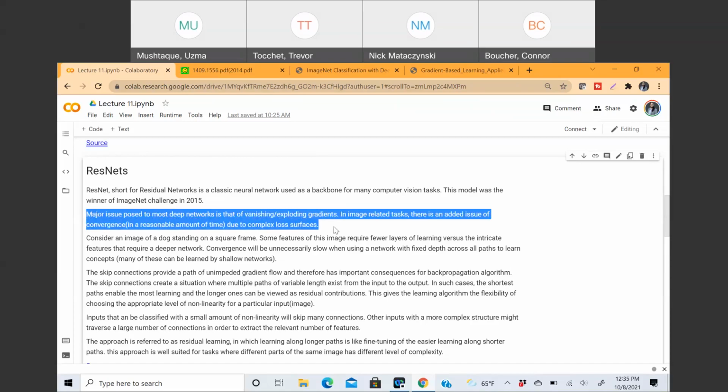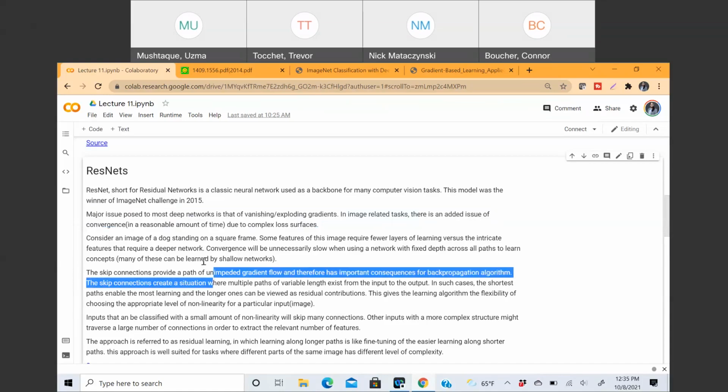So as you rightly pointed out, a major issue posed to deep networks is the vanishing and exploding gradients problem, right? And in image-related tasks, there is this added issue of convergence due to complex loss surfaces. That's another issue, that the optimization part is not that well captured by my learning algorithm. Because of the way an image input is, I might not get a very good result in my optimization algorithm, right? So in some cases it doesn't converge. So we needed to figure that out.